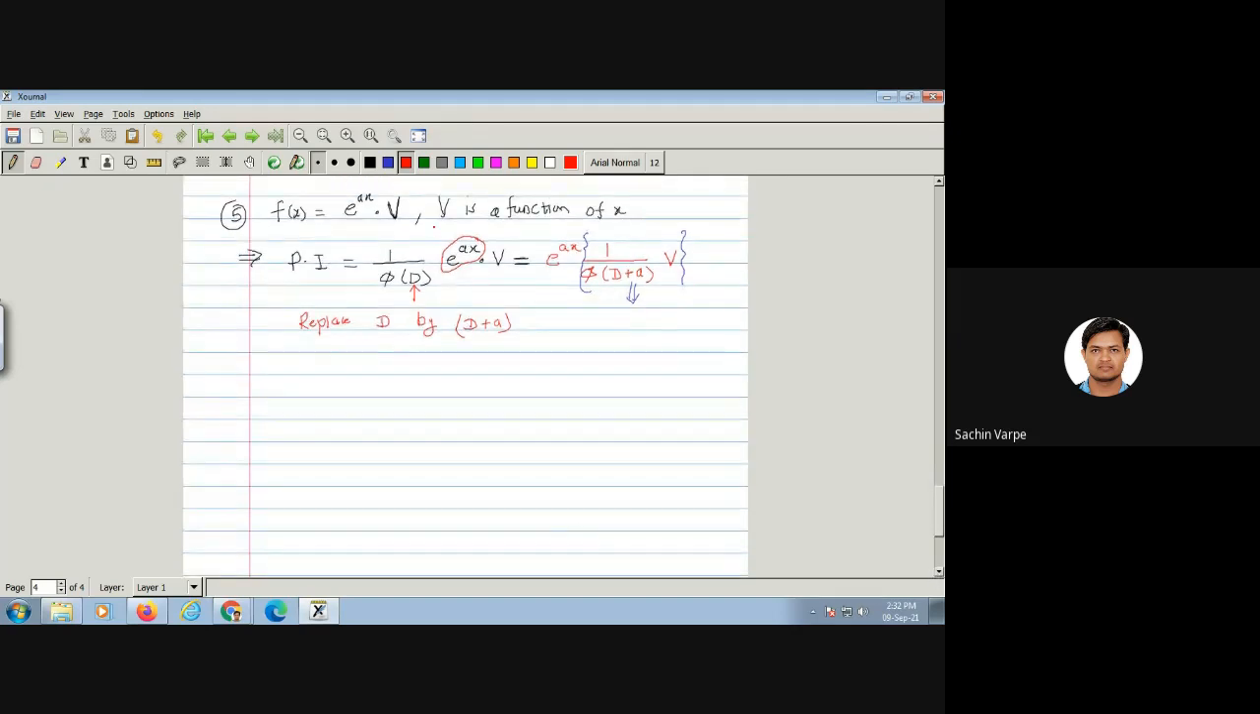Let us apply this formula on a question. Solve: D cube minus 4D plus 3. Let us take D square here, okay? D square minus 4D plus 3 times y equals e to the x square into e to the power 2x, x square into e to the power 2x.